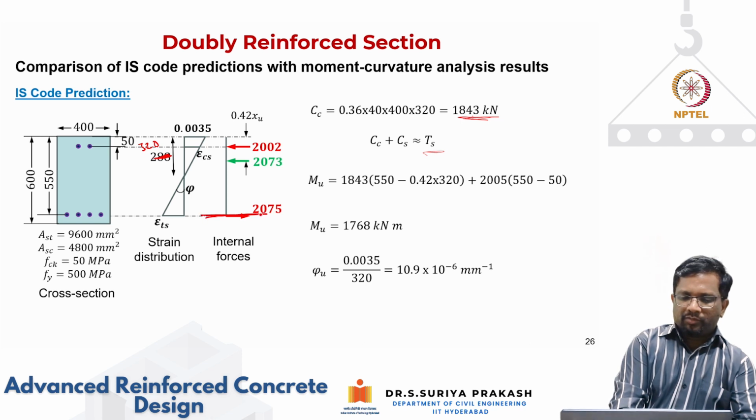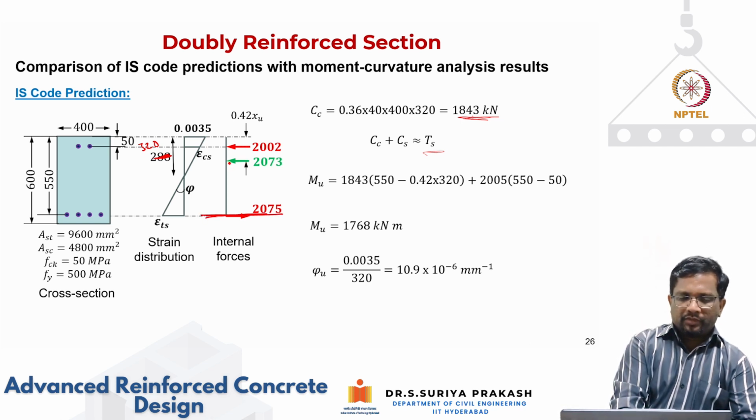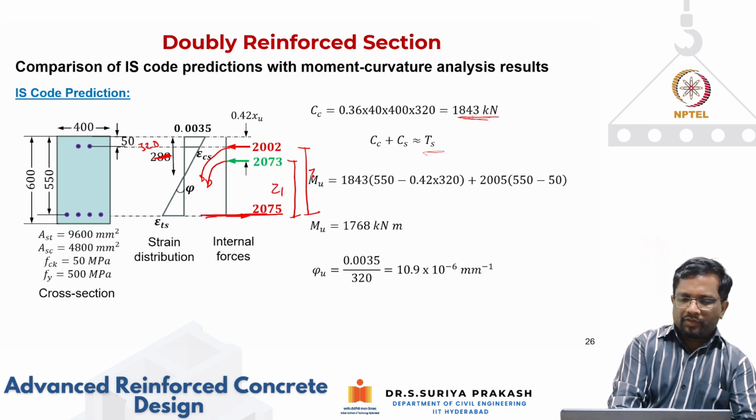I can take moment resistance about this point. Now you will have two things. Basically, the concrete force is going to create a lever arm like this, and then the tension force is going to create a moment resistance with this lever arm. Now, let's see, Z1 and Z2.